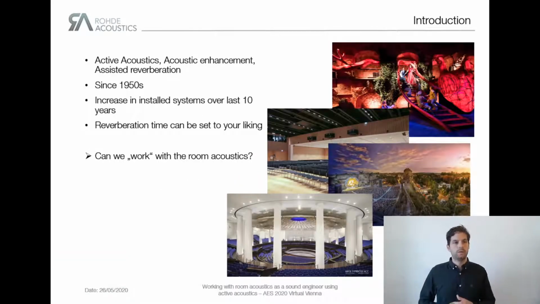So I want to start with clearing out the terms. With Active Acoustics, I actually mean acoustic enhancement, or it's also called assisted reverberation. It's about an electroacoustic system influencing the room acoustics in a hall. Such systems exist since the 50s already, but over the last 10 approximately years, you can see a high growth of systems installed. And basically, an active acoustic system is there to change reverberation times in a hall.